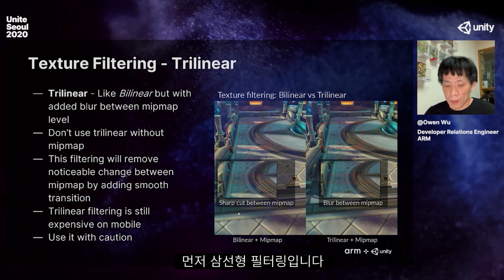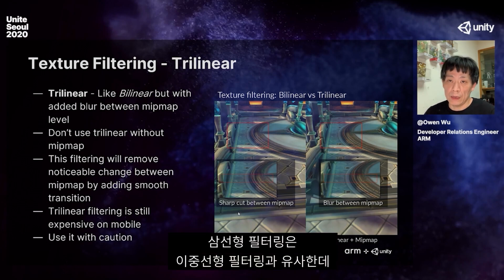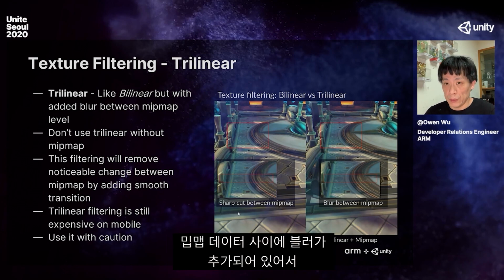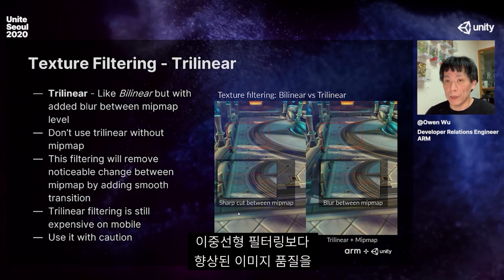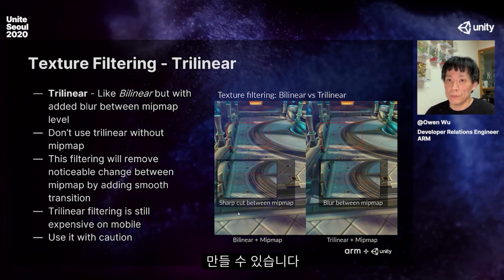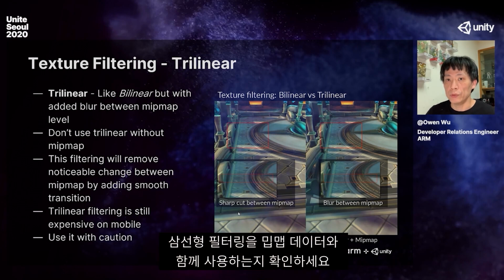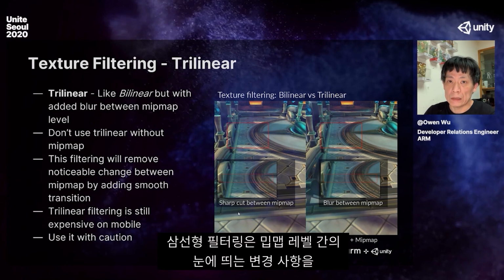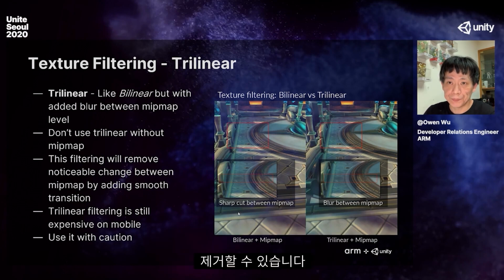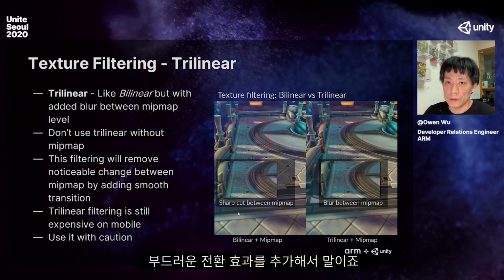Trilinear filtering. So trilinear filtering is just like bilinear filtering, but with added blur between Mipmap data. So you can generate a better image quality than bilinear filtering. But since it accesses Mipmap data, make sure you use it with Mipmap data. And trilinear filtering can remove a noticeable change between Mipmap levels by adding smooth transitions.